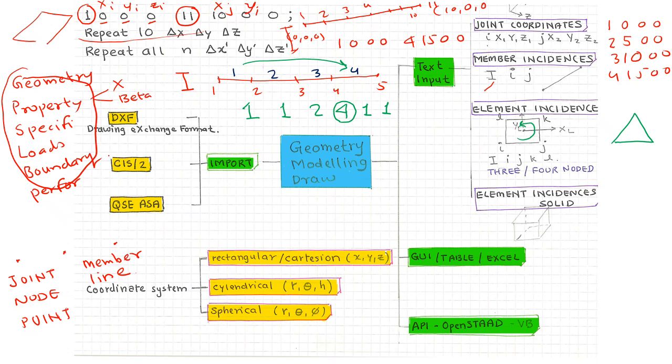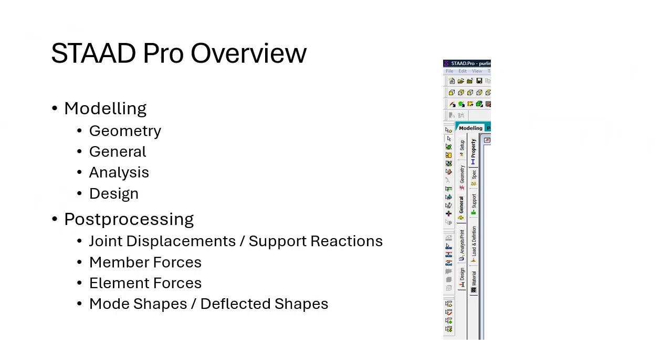And we have three options: cylindrical coordinate system, and also spherical coordinate system, also in STAAD. So we learned about joints, members and elements, and automatic multiple generation. As we said before, the modeling has 4 steps: geometry, general, analysis and design. So we learned about joint coordinates, member incidences, element incidences.